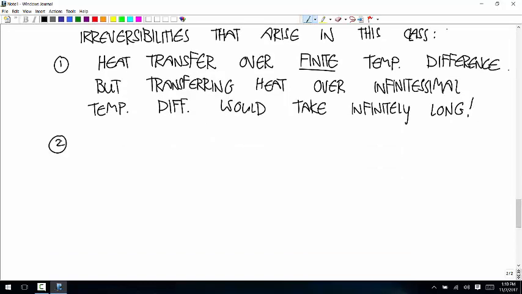The second type of irreversibility is unrestrained expansion of a gas. If the gas is moved from one region into a bigger region, there's no pressure making that expansion happen in a quasi-equilibrium slow way, then that's also losing energy that you can't get back.